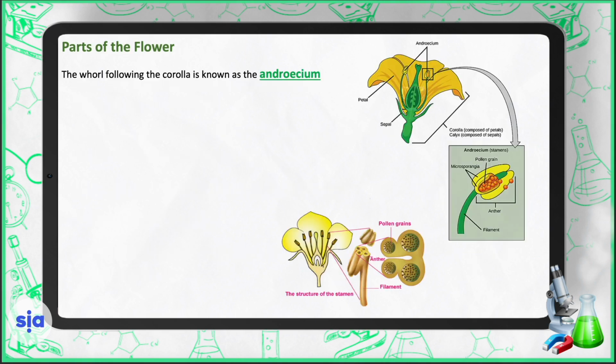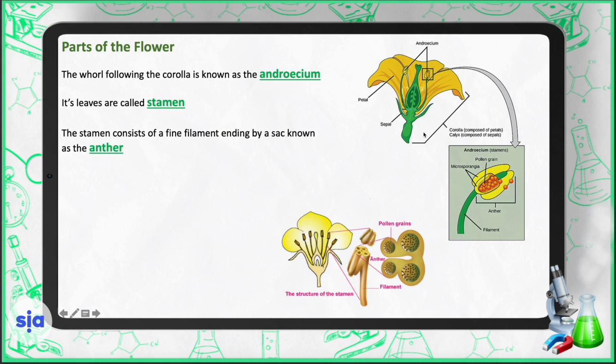The whorl following the corolla is known as the androecium. Its leaves are called stamens. Here is the androecium. The leaves are called stamens. And the stamen consists of a fine filament, and it ends by a sac known as the anther. The anther is divided into 4 parts. Each has 2 chambers containing pollen grains.